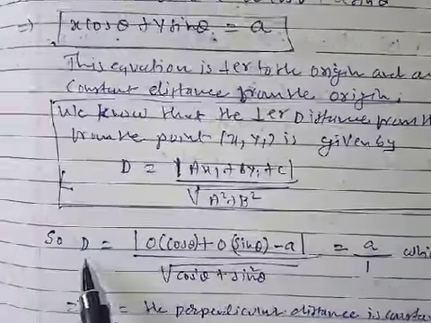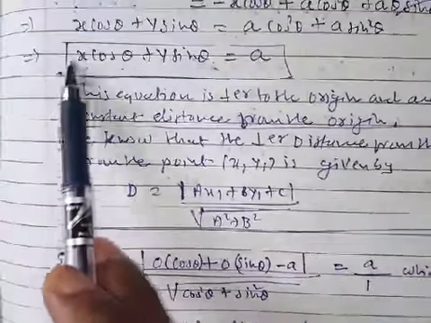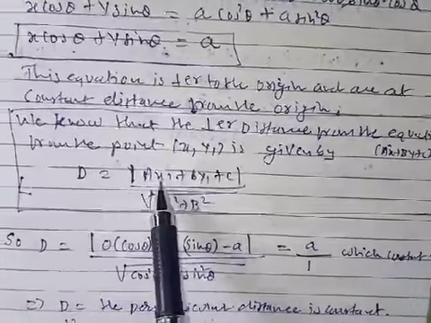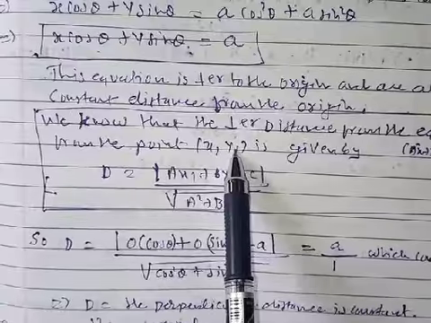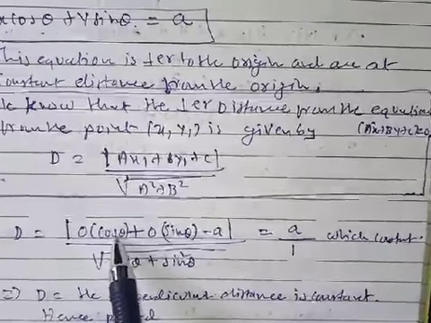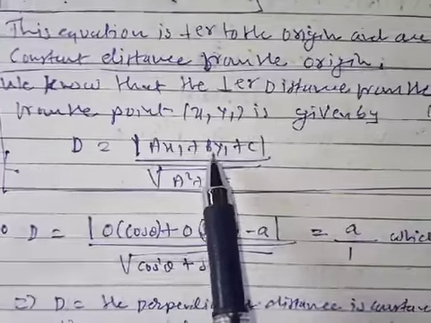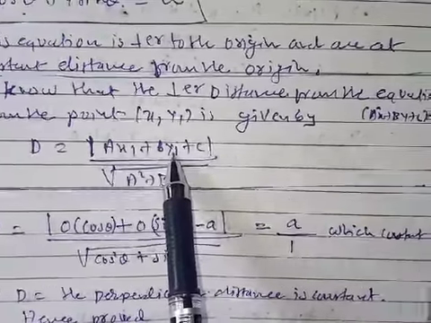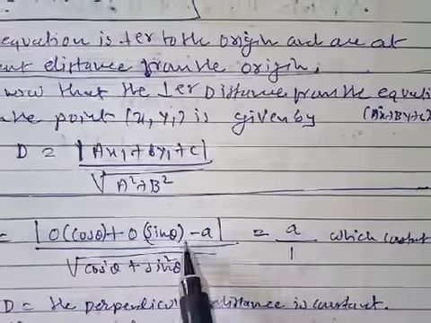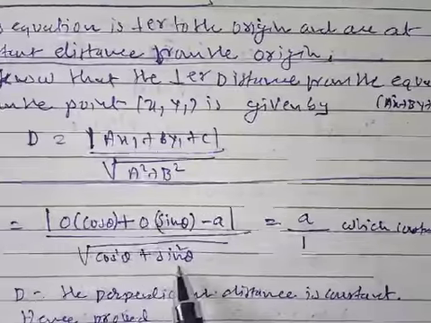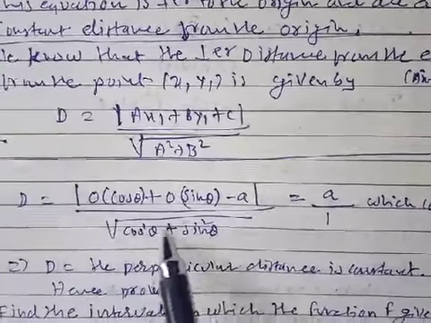So you apply this formula, d = |a x1 + b y1 + c| / root(a² + b²). Here the coefficient a is cos θ, and x1 is 0, because it is from the origin. Got it? So cos θ times 0, plus b is sin θ, but y1 is again 0. Then c, if you put it in, is minus a. In the denominator, sin² plus cos² θ is 1, so root of 1 is 1.